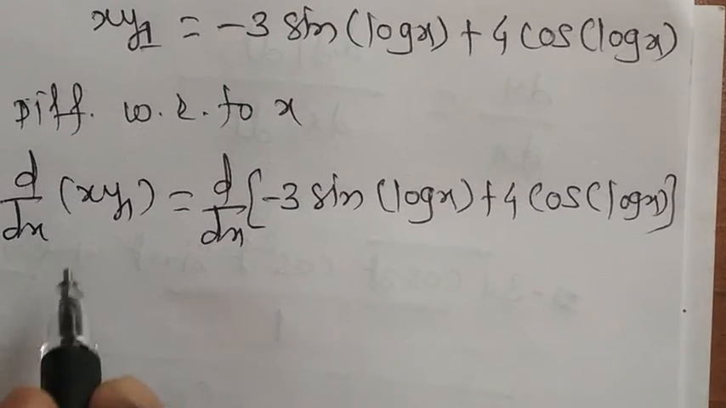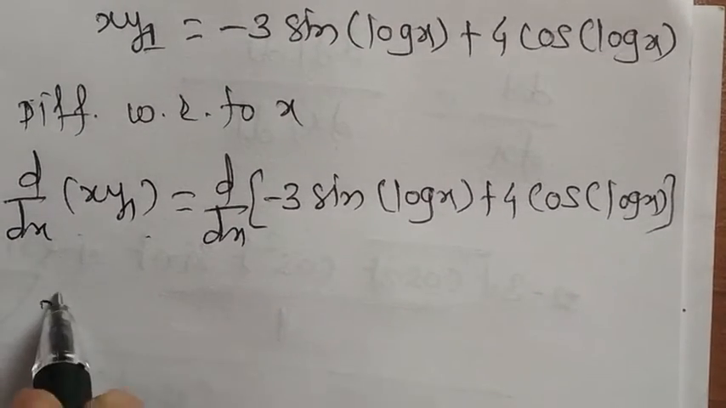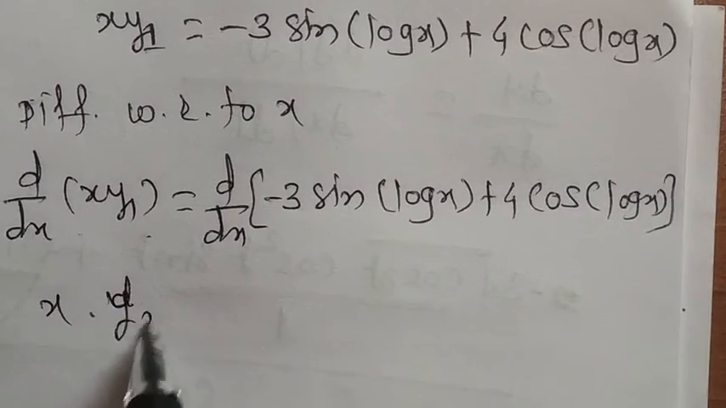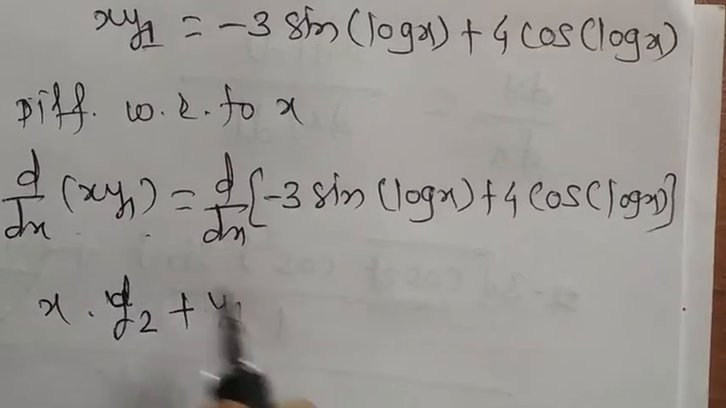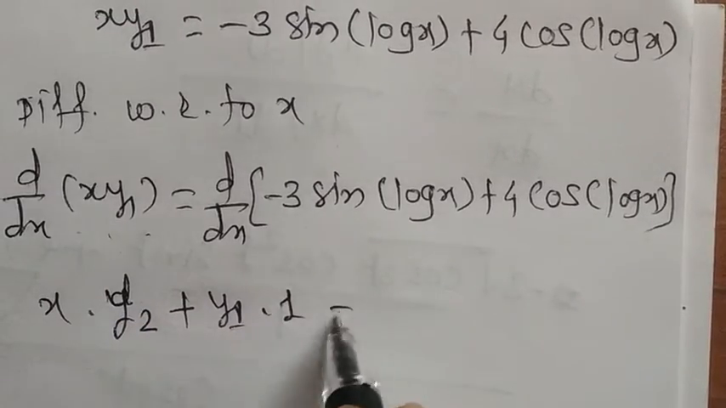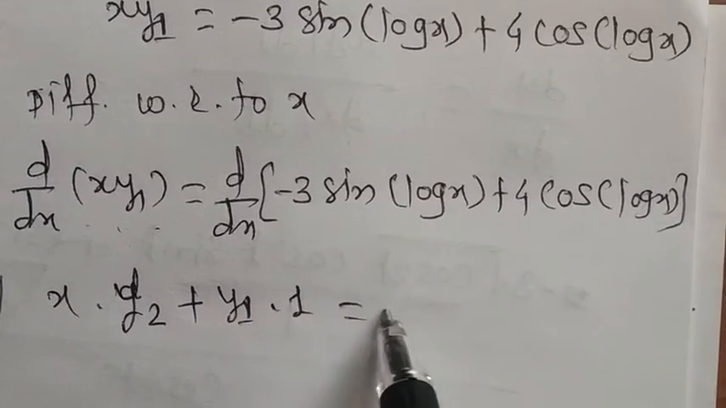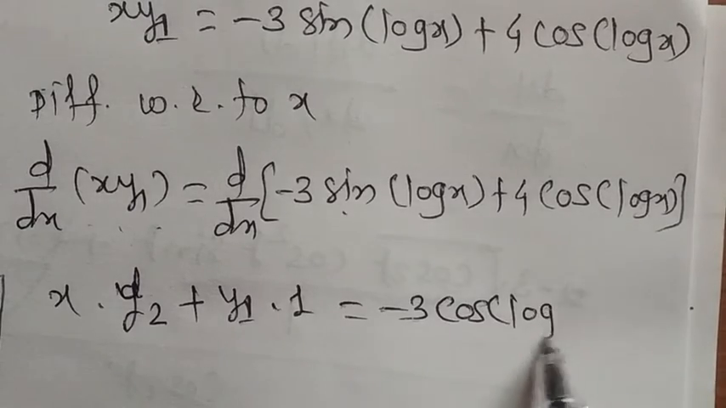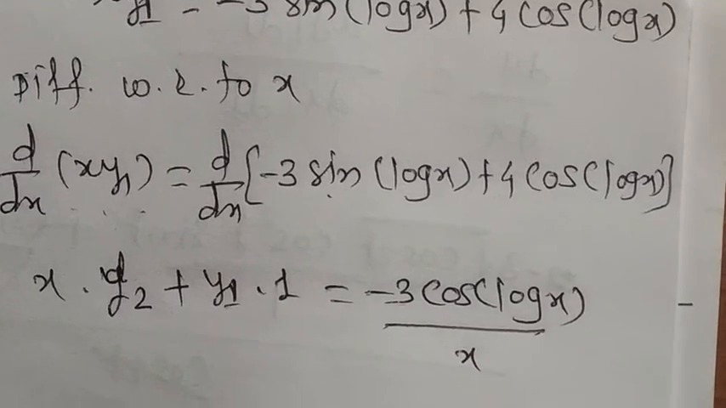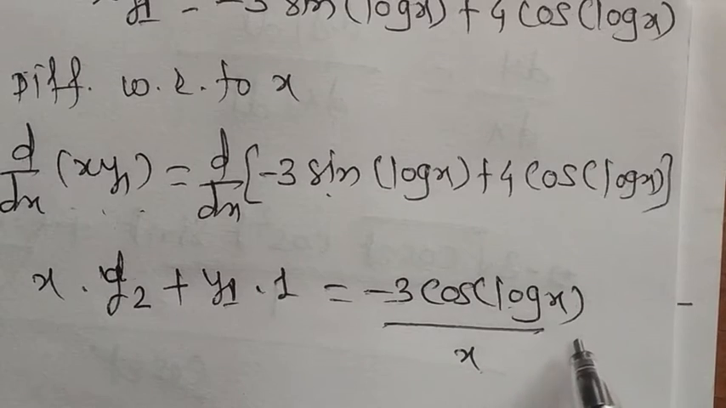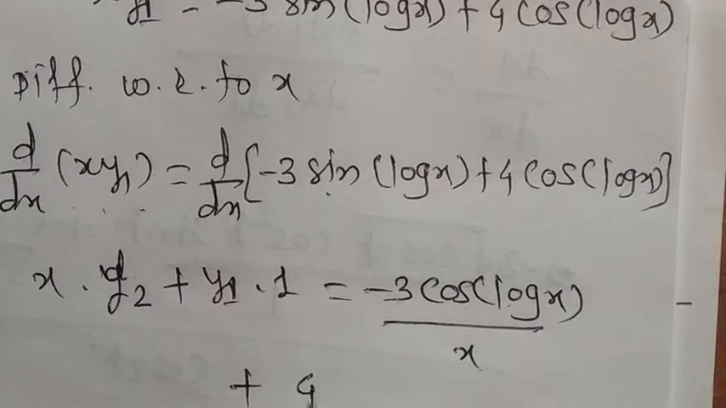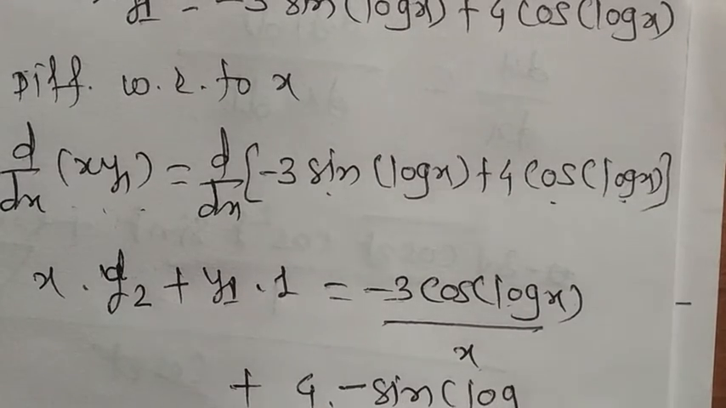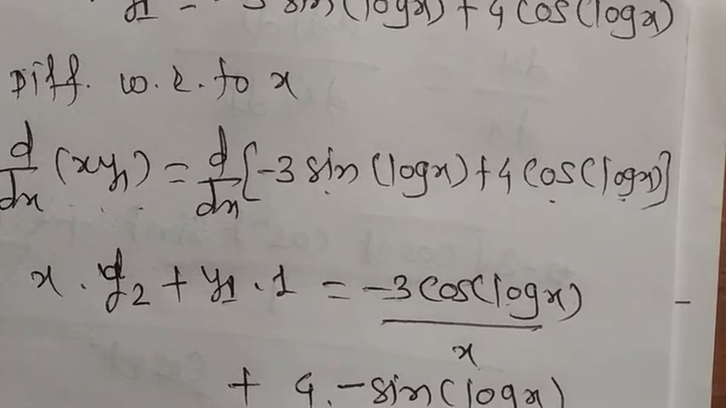Then we can solve using the u into v rule. The first function is x into dy by dx, that is y1, the derivative, so y2 plus y1, since the derivative of x is 1, is equal to minus 3 times the derivative of sine log of x, which is cos of log of x, upon the derivative of log of x, which is 1 by x, plus 4 times cos of log of x, whose derivative is minus sine of log of x, and the derivative of log of x is 1 by x.